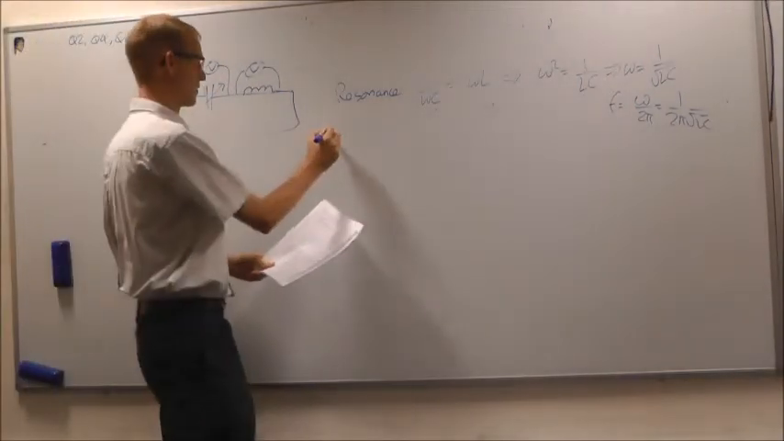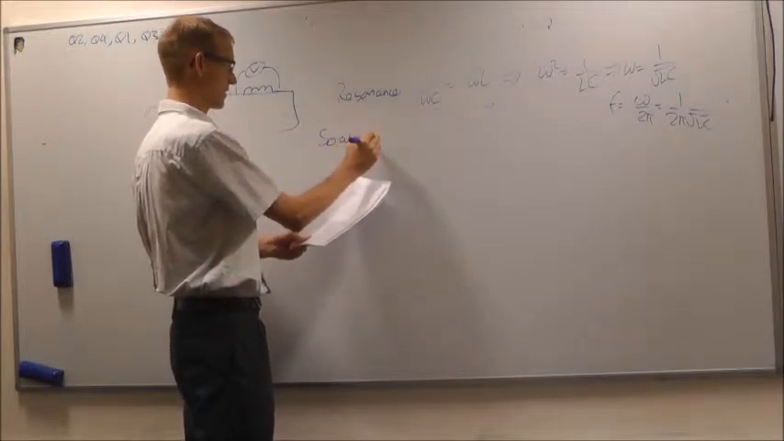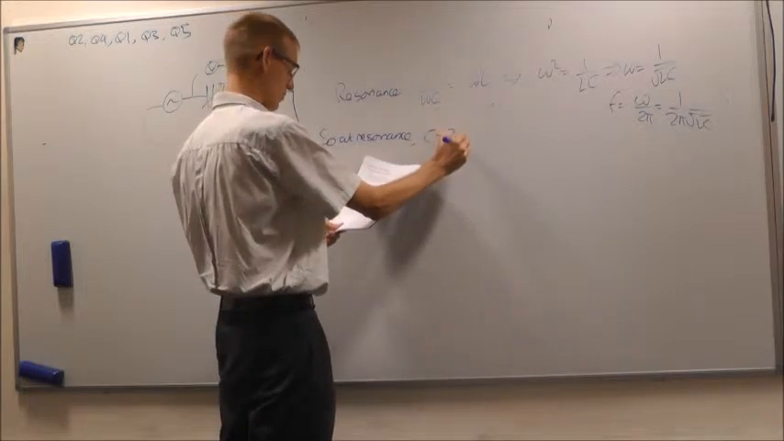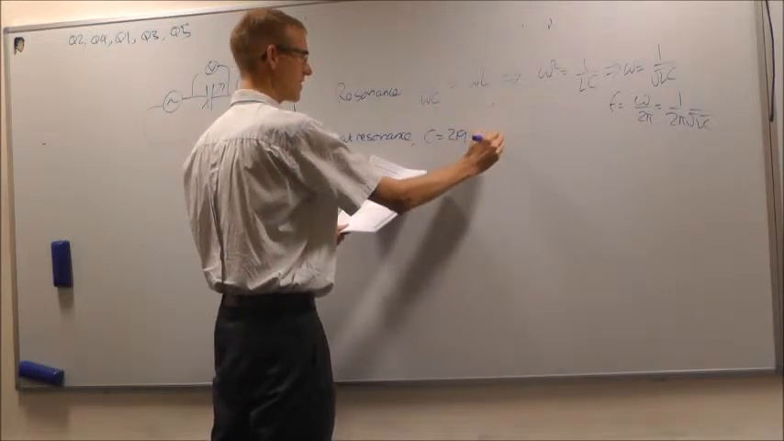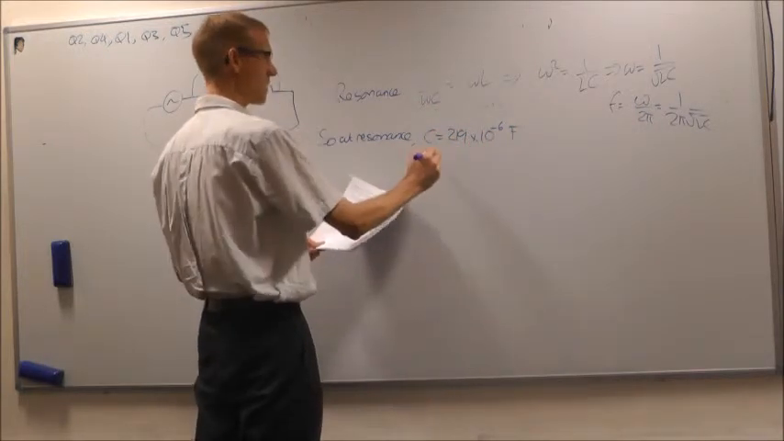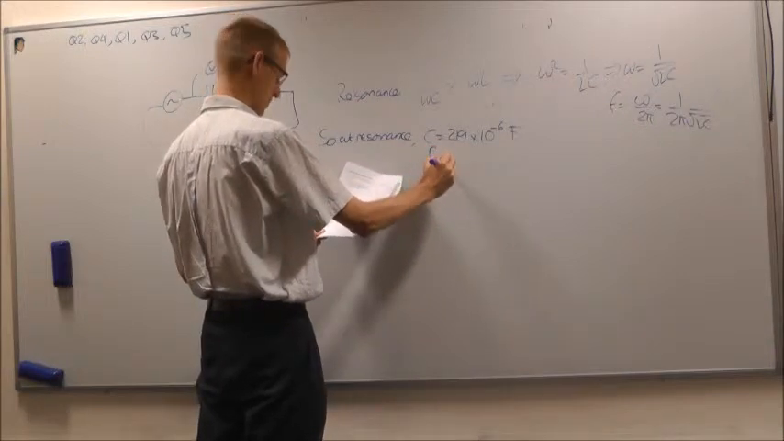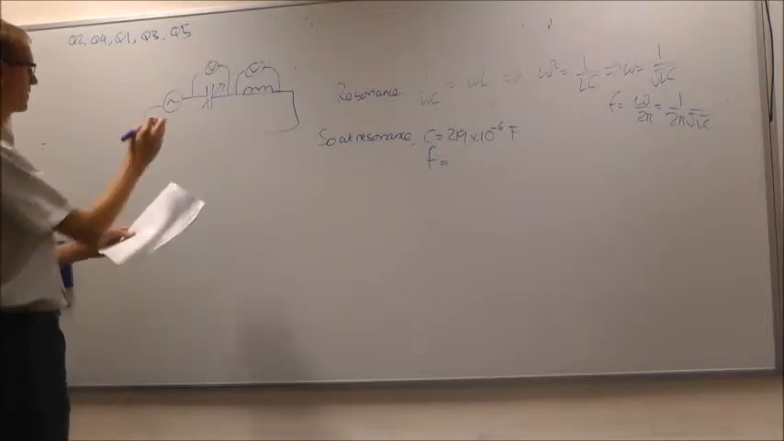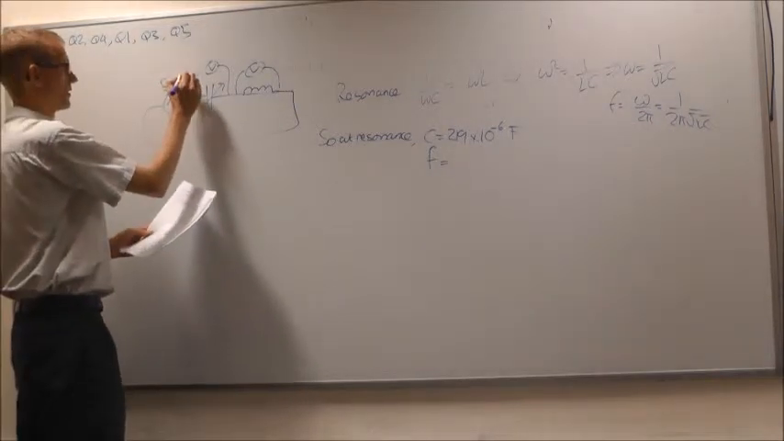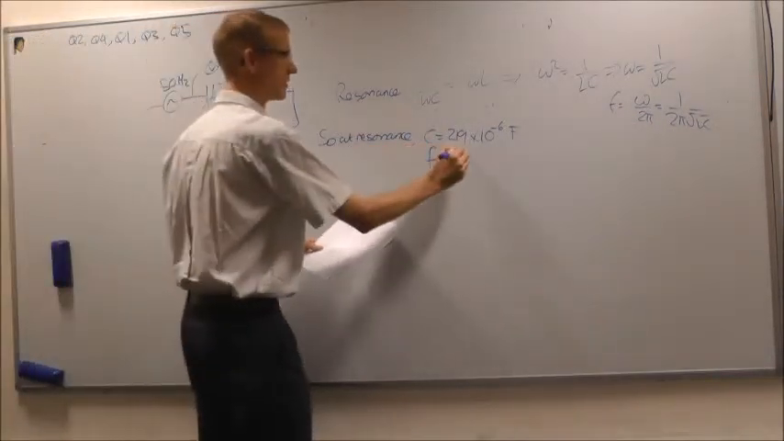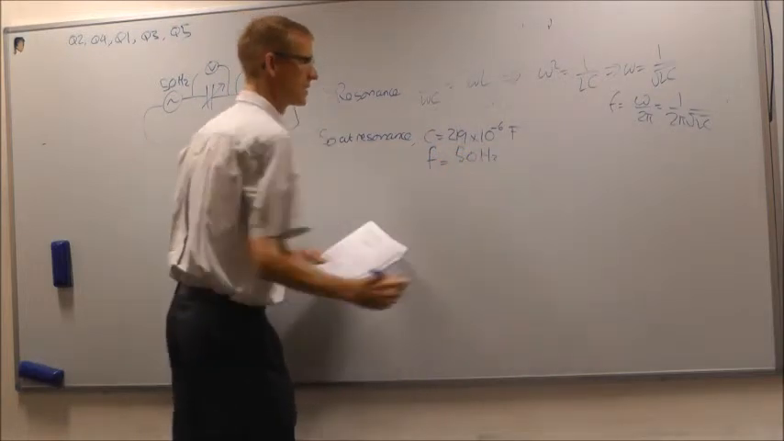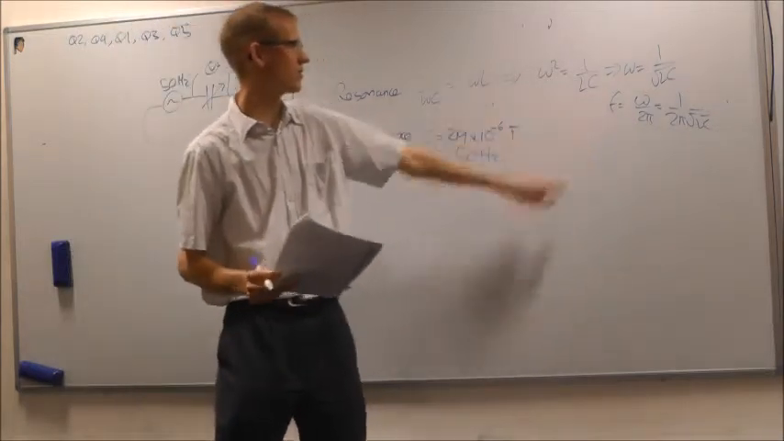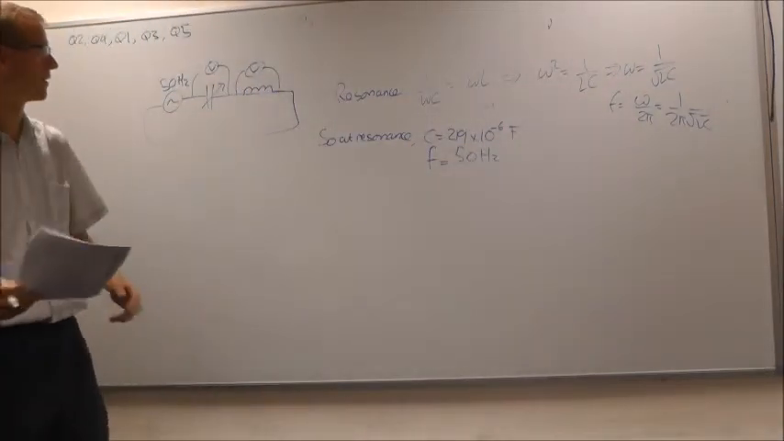So at resonance, C equals 219 times 10 to the minus 6 farads. F equals 50 hertz, I think, in memory, 50 hertz. So we just need to rearrange that expression there for L.